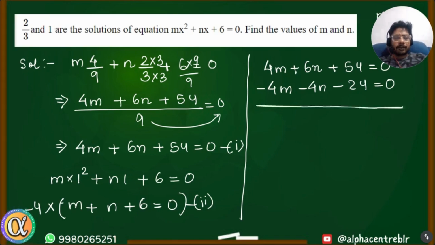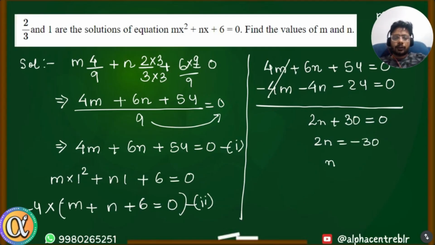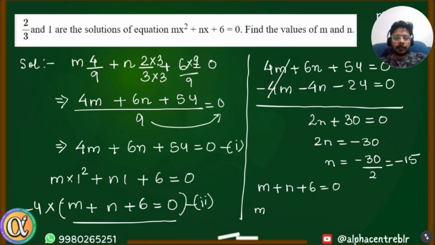Yes, this gets cancelled. 6n minus 4n is 2n. 54 minus 24 is 30. So 2n is equals to minus 30. And n is equals to minus 30 divided by 2, so minus 15. Okay, now we can replace n with this value in one of the equations, whichever you like. I think let's use this equation, m plus n plus 6 is equals to 0. So n is minus 15. So m minus 15 plus 6 is equals to 0. Okay, minus 15 plus 6 is minus 9, so m minus 9 is equals to 0. m is equals to 9.